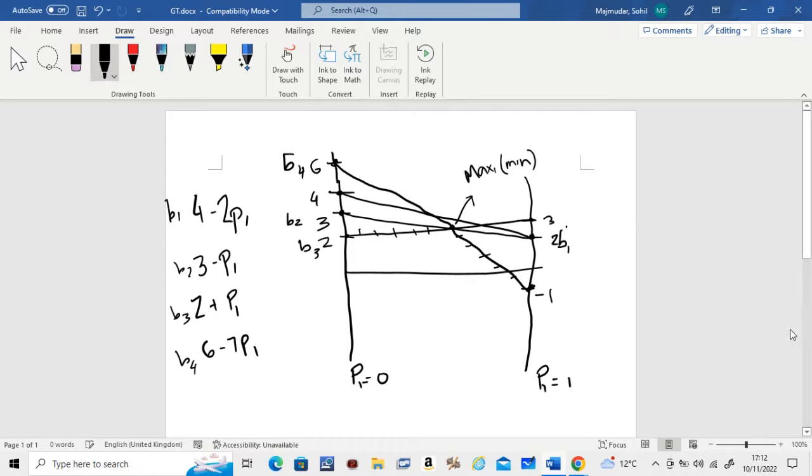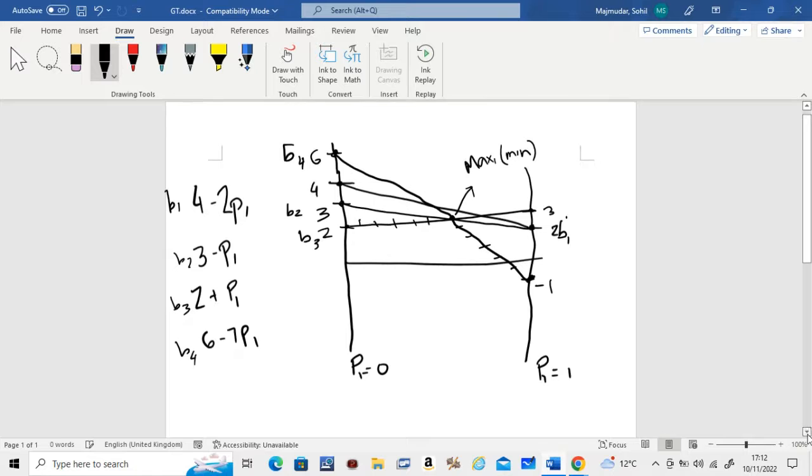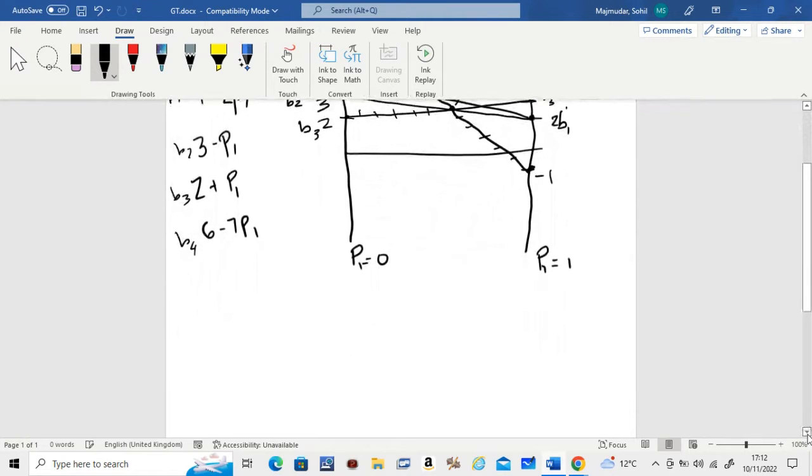Okay, so to find the intersection of the 2 lines, we make the 2 lines equal to each other.